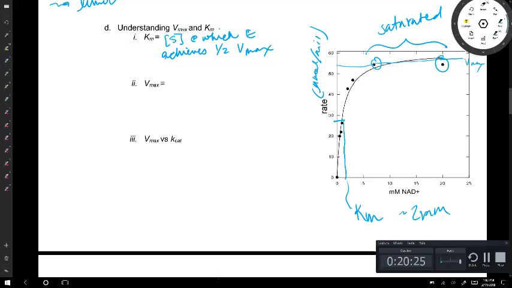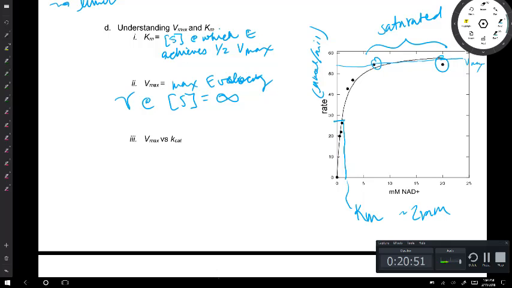And again, Vmax is the maximum enzyme velocity. And again, this is a theoretical number, so we can think of this as the velocity at an infinite substrate concentration. So again, it's the limit, so it's the velocity when the substrate concentration equals infinity. And then we can figure out the Vmax from the top of a hyperbolic fit.